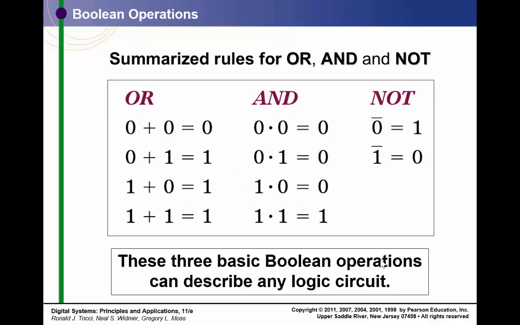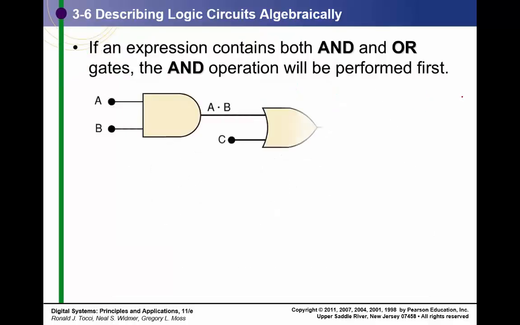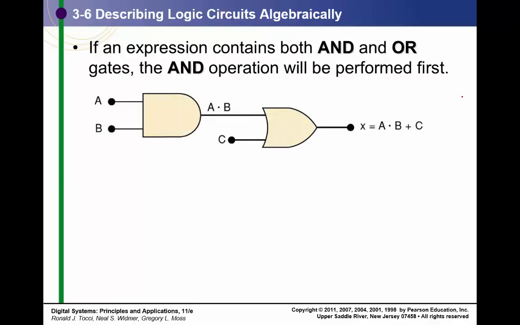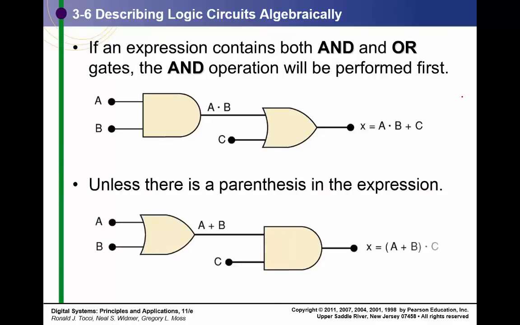This is the summarized rules for it. In your Boolean expression, 0 or 0 is going to be 0. Again, this is just a repeat of the truth table for two inputs. If an expression contains both AND and OR, the AND expression must be done first. That's part of our Boolean algebra. If we reverse those and put the parentheses, we have to put the parentheses there. So the parentheses change the circuit a great deal.